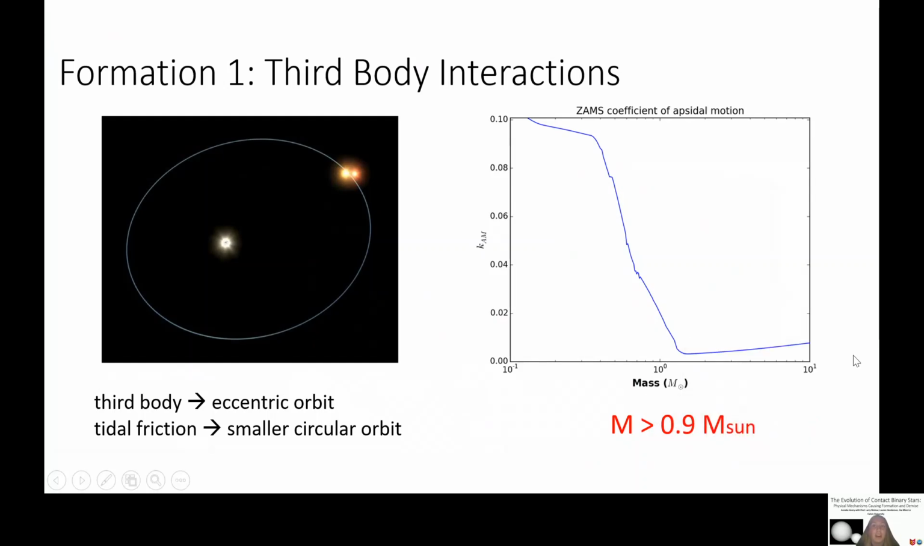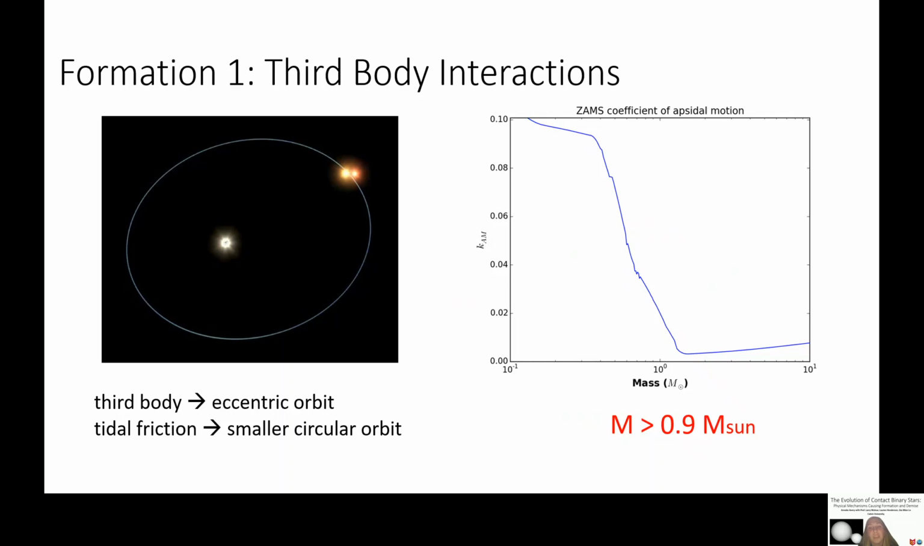Contact binary systems start out as a detached binary with a third companion, as depicted here. The presence of a third body exchanges angular momentum between the pair and the third companion. The binary has the same amount of energy, but less angular momentum. This causes the binary orbit to stretch, increasing its eccentricity without changing the semi-major axis. This initiates tidal friction, which takes energy away without changing the angular momentum. So tidal friction takes the large eccentric orbit and makes it into a smaller circular orbit.